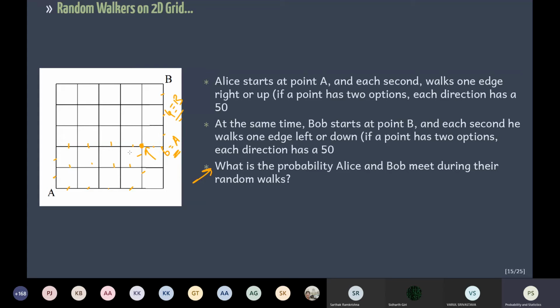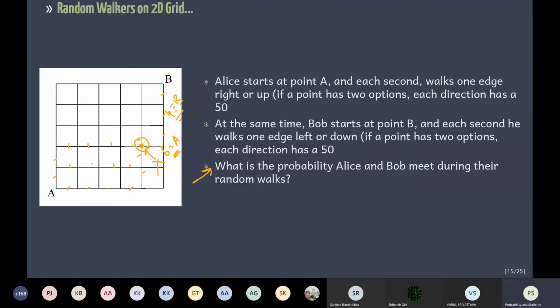They cannot meet at this point because they cannot arrive after the same number of steps. They are starting simultaneously, so if they meet, they have to meet after the same number of steps, but that will not happen because Alice will take 6 steps and Bob has taken 4 steps. That cannot happen if they walk simultaneously each time. So this is ruled out. They cannot meet at this place at the same time.